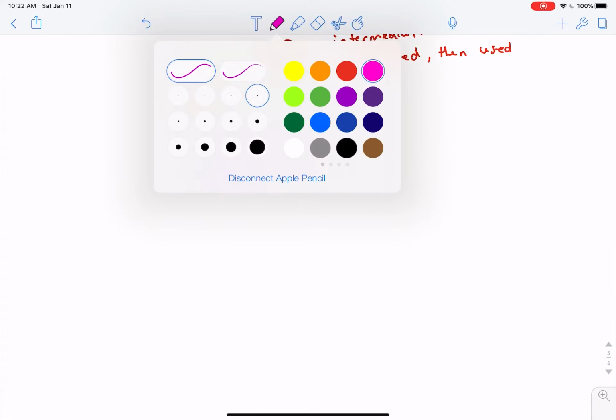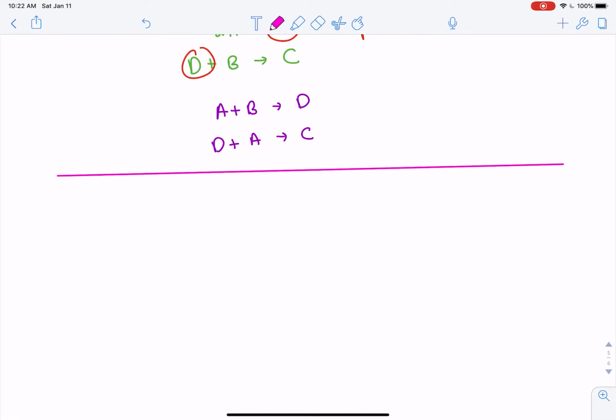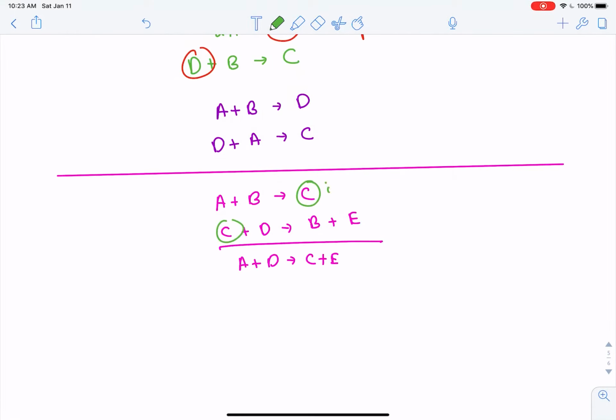one other thing in mechanisms that may show up, okay? And this is, we'll draw a line here, so this is kind of an aside to mechanisms. But so, let's say we have a reaction like this, okay? Now, the overall reaction here would be A plus D yields C plus E. So, C, we've already established, is an intermediate.